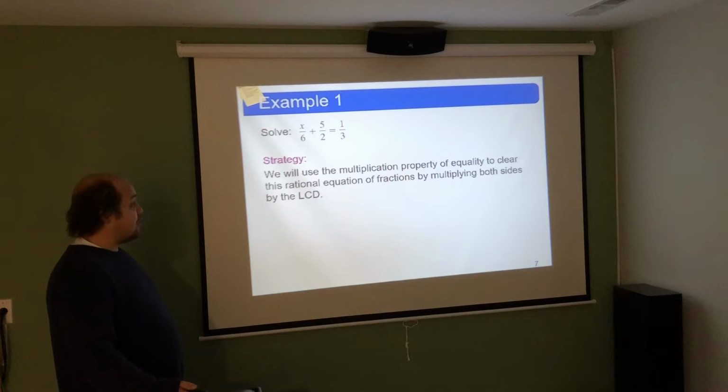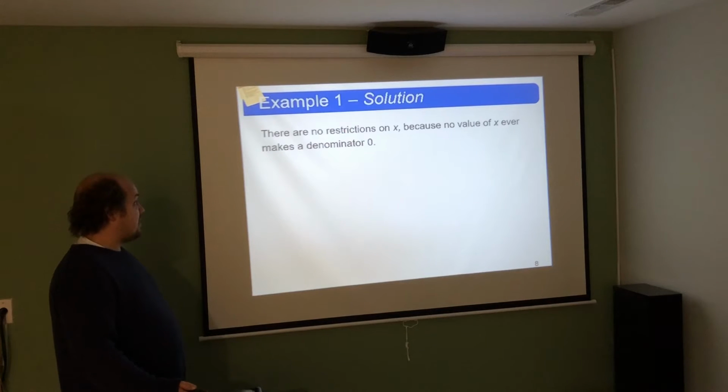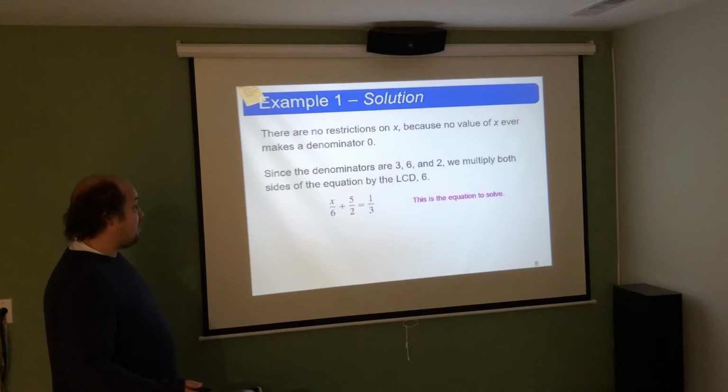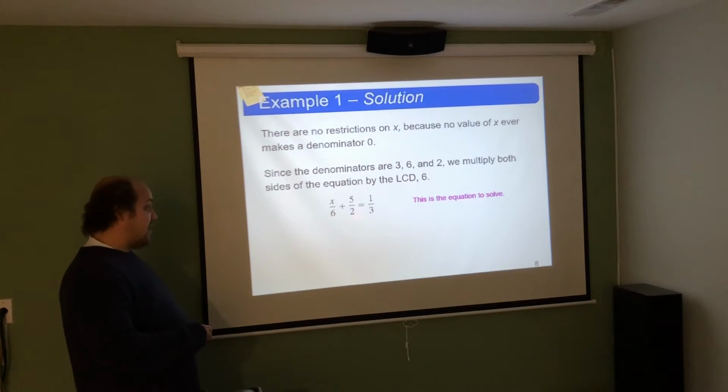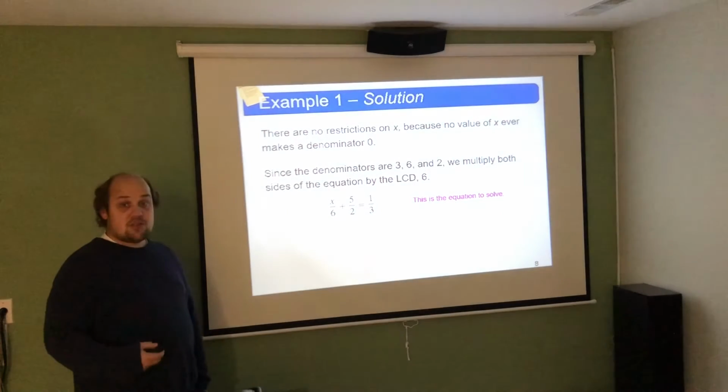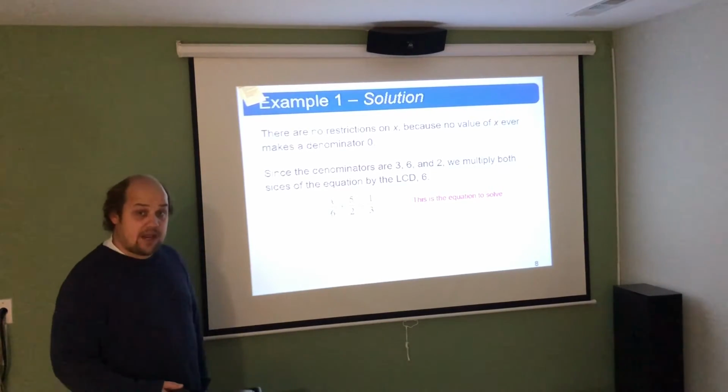So if we started out with x over 6 plus 5/2 equals 1/3, we begin by trying to establish what the least common denominator is. There are no restrictions on x because no value of x ever makes a denominator 0. All these denominators were numbers, there weren't x's in them, so I don't have to worry about that. What I do need to worry about is 6, 2, and 3 and the least common multiple between them. The answer is 6. If I multiply 2 by 3, I get to 6. If I multiply 3 by 2, I get to 6. So 6 is the least common denominator here.